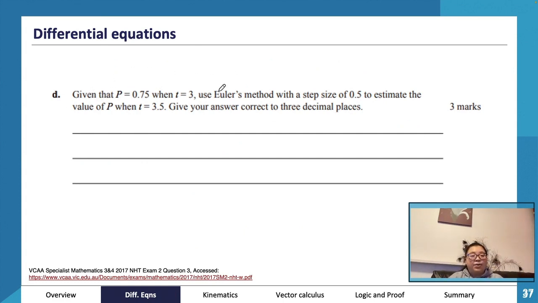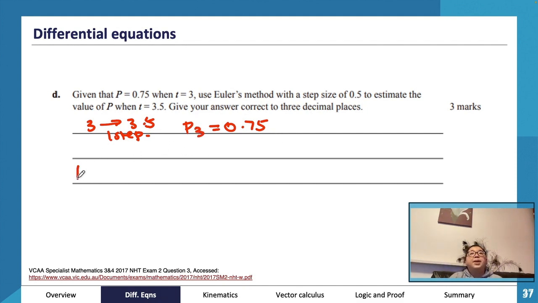So given p equals 0.75 when t equals 3, use Euler's method with the step size of 0.5 to estimate the value of p when t equals 3.5. So you can see that it goes from 3 to 3.5, so it's only going to be one step. Alright, and it's given 3 marks for that, which is quite kind, I guess. So p0 is going to equal 0.75. I guess we can go with p3 actually instead to make it a bit easier to understand. So let's go with p3.